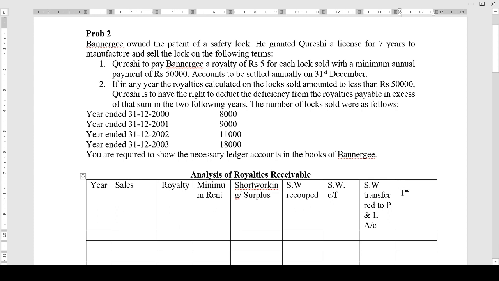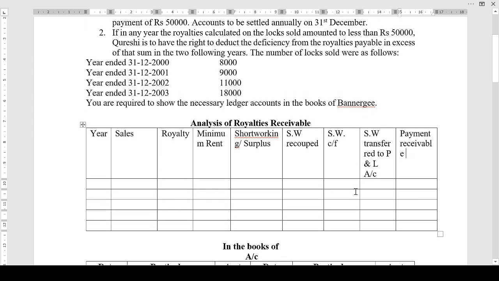And here I will say payment receivable because we are in the books of the landlord. Yesterday it was payment to landlord. So right now we are in the books of the landlord. So I'm saying payment receivable or amount receivable from lessee, whatever it is.